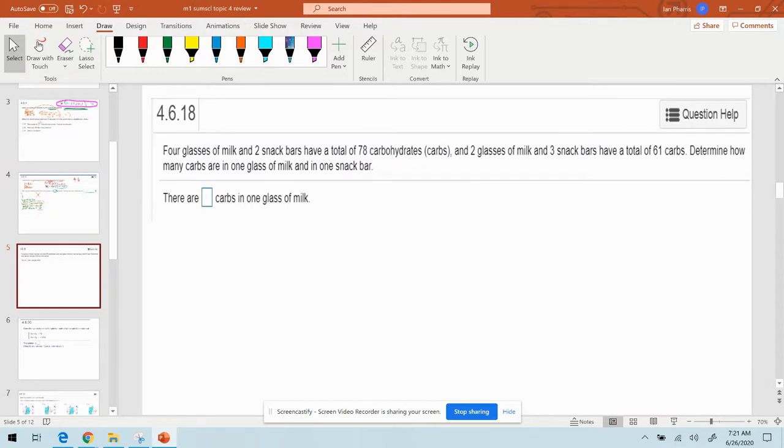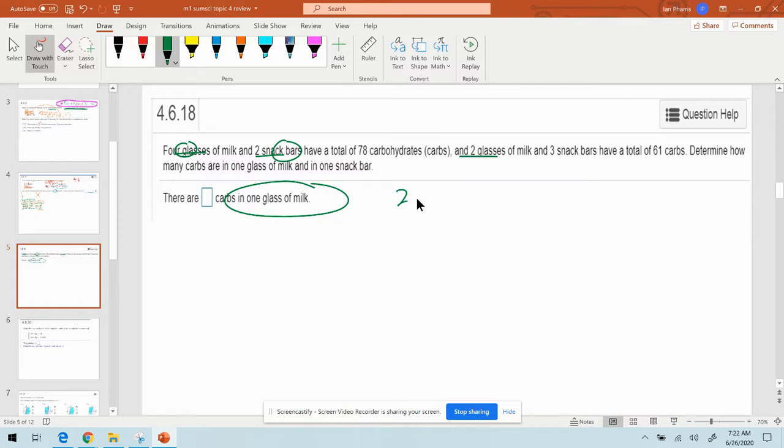Okay, next question. Now we have to do that same concept. We have to model a system of equations and solve for one of the variables. So always try to use variables to set up to help yourself understand. Let's see, glasses and snack bars. Why don't we use G and B? So 2 glasses plus 3 snack bars have 61 carbs, whereas 4 glasses plus 2 snack bars has 78 carbs.